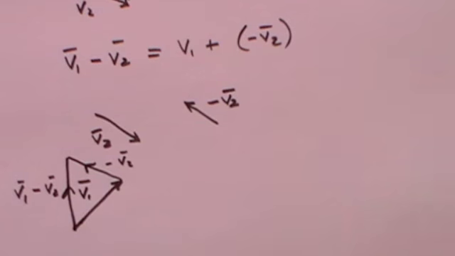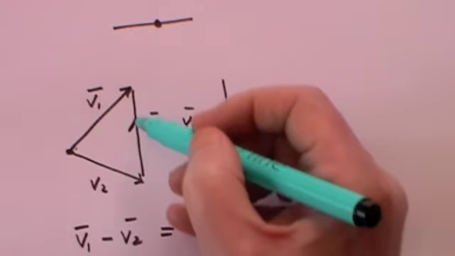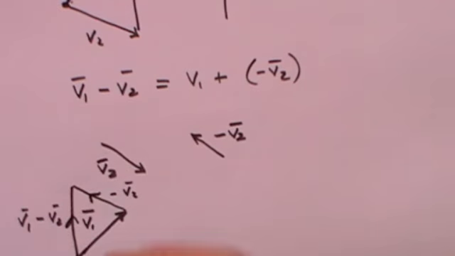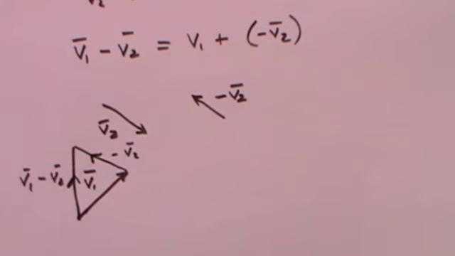v1 minus v2. So you'll notice it goes upwards just as this one goes upwards, and hopefully at the same angle. So you can simply do a subtraction of vectors by regarding it as an addition, but the second vector is minus, in other words going in the opposite direction to the original one.